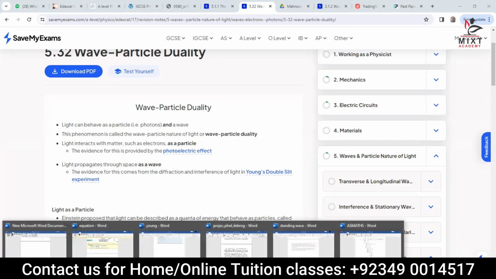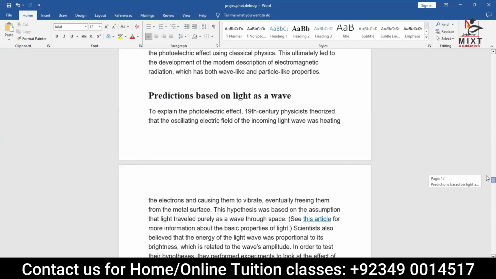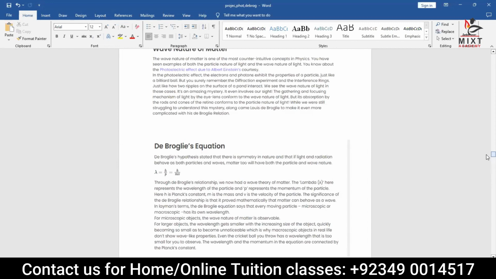Do you remember the formula which he gave? I think that formula was given as well. This is what the formula is: lambda is equal to h upon p, where h is the Planck's constant and p is the momentum. All right, so we have gone through this small topic.